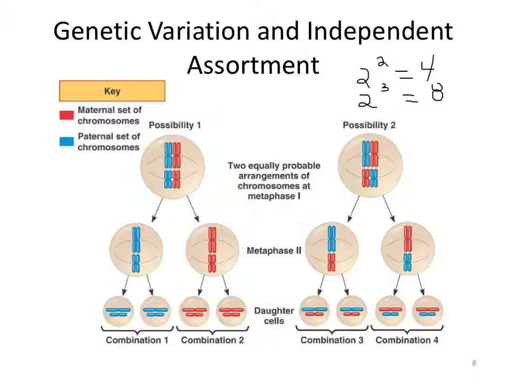We have 23 pairs of chromosomes, so the possible different types of gametes we can get just due to independent assortment is 2 to the 23. I forget the exact number, but it's greater than 8 million. You can use your calculators and determine that. I can't do that in my head on the fly.